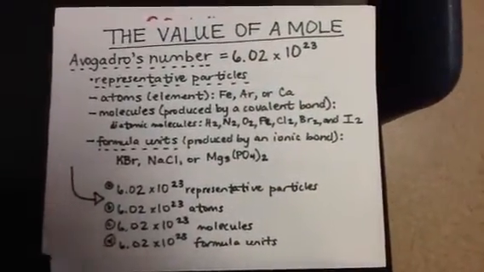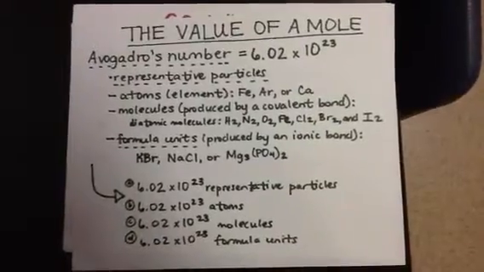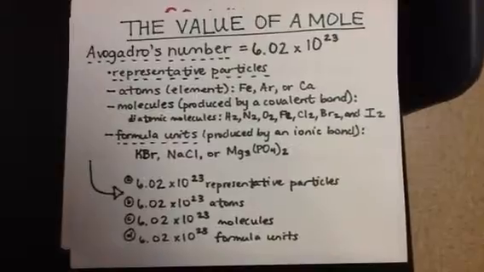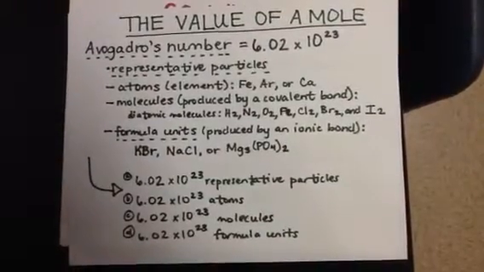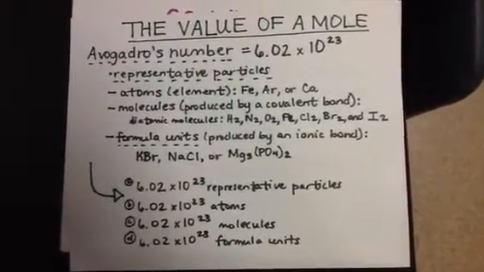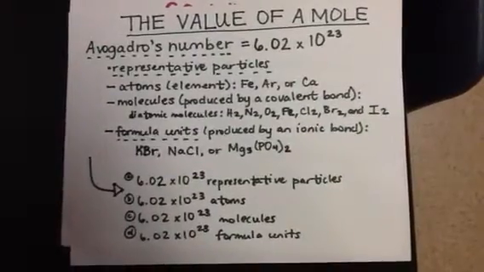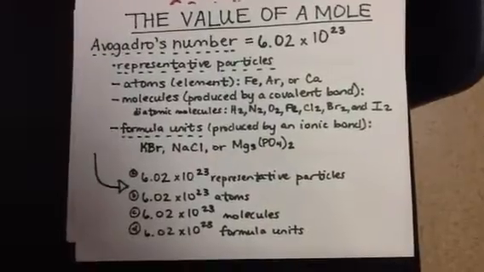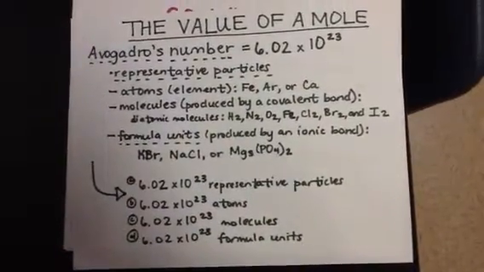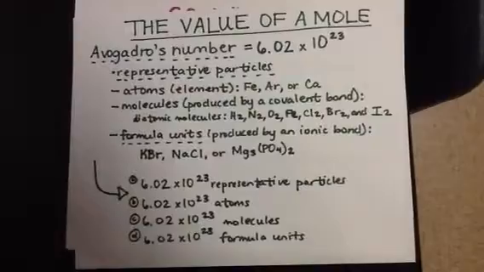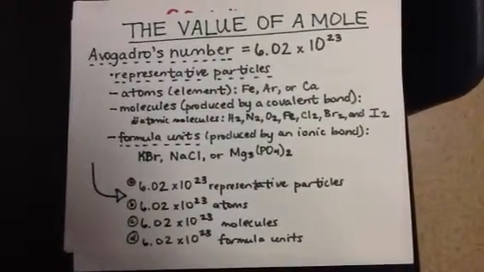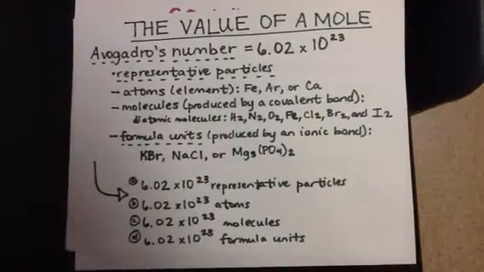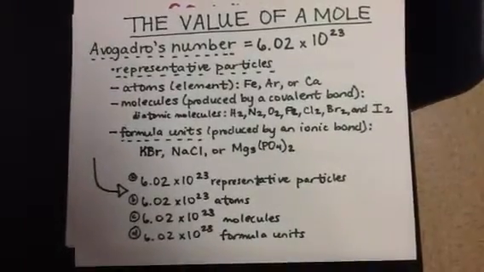So what is the value of a mole? The value of a mole is represented by Avogadro's number, which is equivalent to 6.02 times 10 to the 23rd power. Typically this is the unit of representative particles, but there are other terms you can use instead, and that can include atoms, and we know that atoms make up elements. So I can have 6.02 times 10 to the 23rd iron atoms, argon atoms, or calcium atoms.